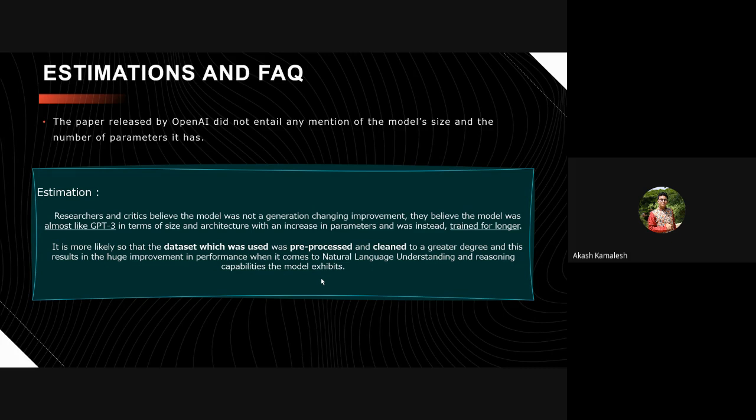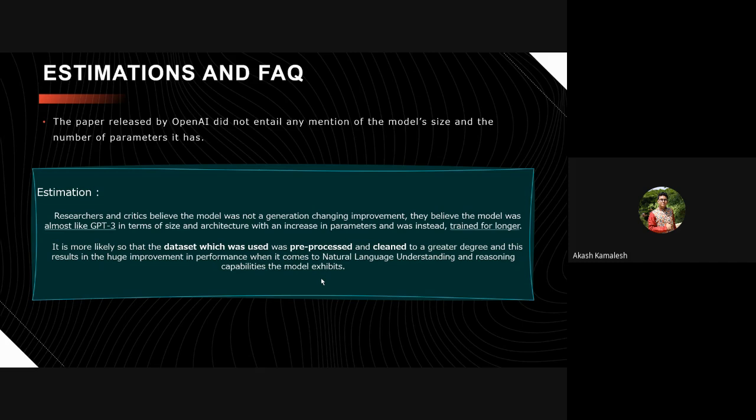Language models are very sensitive to the quality of data you provide to them. So if you provide better quality data, it will do really well. That's the point they're trying to make here. They're saying that instead of increasing the parameter size and the size of the model, the dataset was refined and it was trained for longer. So that is why it was able to achieve such good contextual understanding.